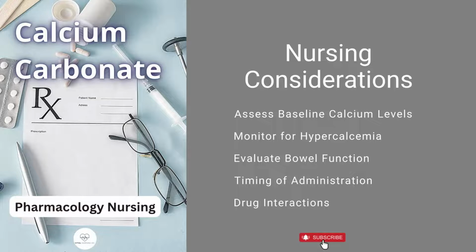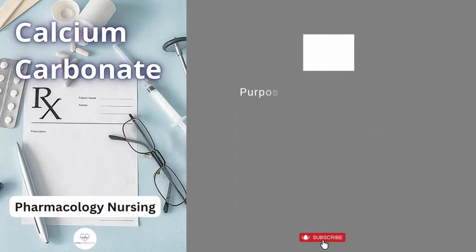Timing of administration. For osteoporosis or hypocalcemia, administer with meals to enhance absorption. For antacid use, administer 1 to 3 hours after meals. Drug interactions. Calcium carbonate may interfere with the absorption of other medications like tetracyclines, iron, and bisphosphonates. Separate doses by at least 2 hours. Be cautious when combining with vitamin D supplements, as it can increase calcium absorption and the risk of hypercalcemia.